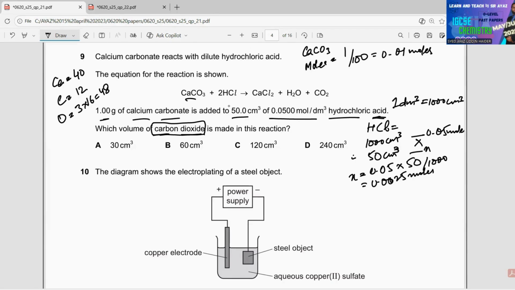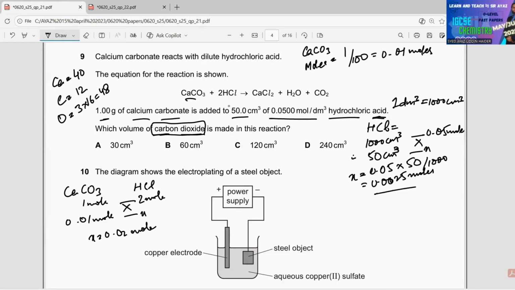I'm using this area, CaCO3 and HCl. 1 mole reacts with 2 moles. Therefore, 0.01 mole reacts with X mole. So what will you get? X is equal to 0.02 mole. 0.02 mole will be required, and the question gave us 0.0025. This one is the limiting. HCl is the limiting, because CaCO3 is in excess.